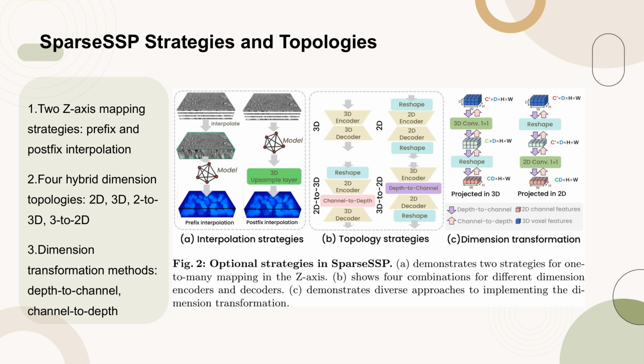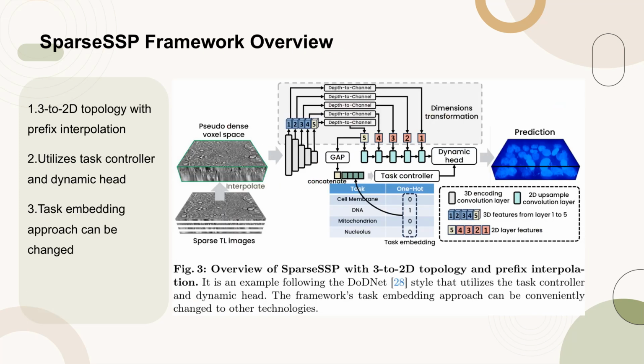Finally, Part C demonstrates diverse methods for implementing dimension transformation, specifically depth-to-channel and channel-to-depth transformations. These methods enable the efficient handling of 3D information using 2D network layers, facilitating the modeling of Sparse-View voxel grids. Figure 3 provides an overview of the SparseSSP framework, specifically detailing its 3 to 2D topology with prefix interpolation. This figure exemplifies the framework's design following the DuDoNet style, which incorporates a task controller and dynamic head.